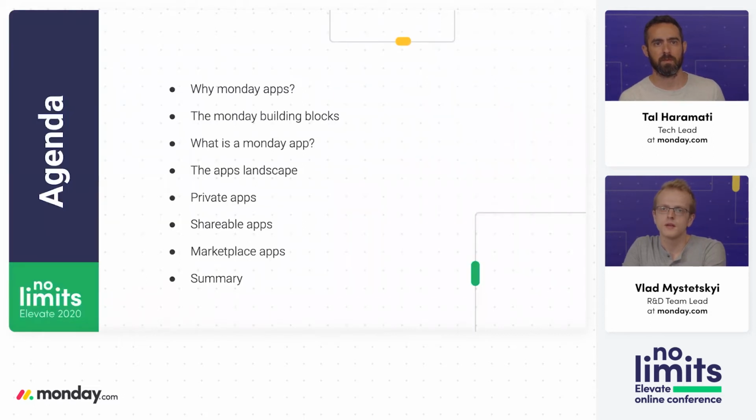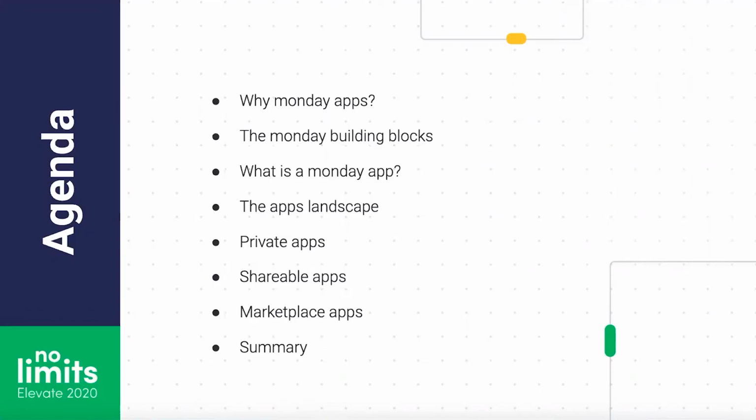So let's go over the agenda for this talk. First of all, we're going to explain why, as monday.com, we decided to build our Monday Apps framework. What are the building blocks which construct our platform? What is a Monday app and how it can extend monday.com workOS? And what is the landscape of apps? What are the types of apps which exist? And what is a private, shareable, and marketplace app? And at the end, we will do a short summary for what we've learned during this session.